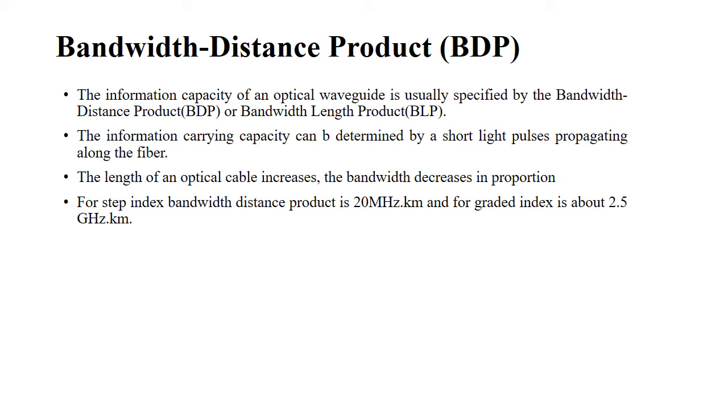Next we are going to see the bandwidth distance product. The information capacity of an optical waveguide is usually specified by the bandwidth distance product, or bandwidth length product, in megahertz per kilometer. The information carrying capacity can be determined by short light pulses propagating along the fiber. As the length of the optical cable increases, the bandwidth decreases in proportion. For step index fiber the bandwidth distance product is 20 megahertz kilometer, and for graded index it is about 2.5 gigahertz kilometer.